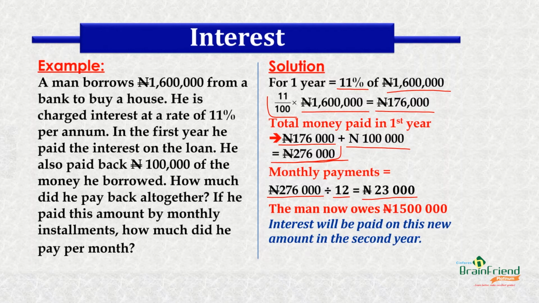Now, lastly, you realize that we can take off 100,000 from the principal, which was 1,600,000. When we take away 100,000, you realize that the man is still owing 1,500,000 naira.